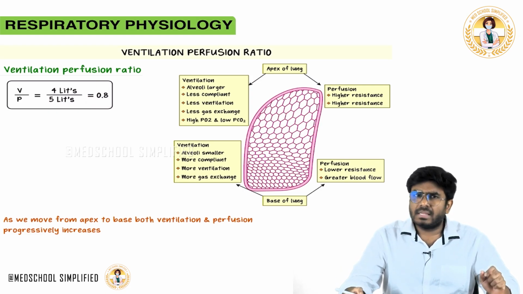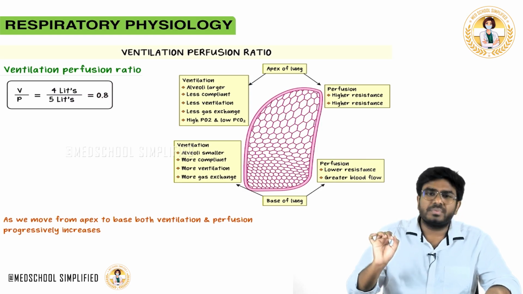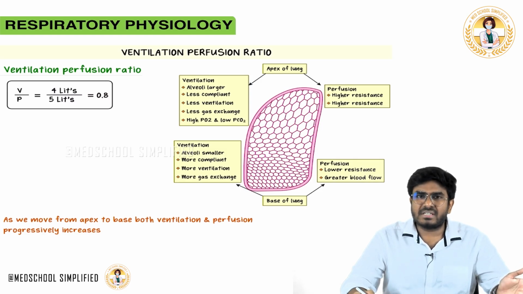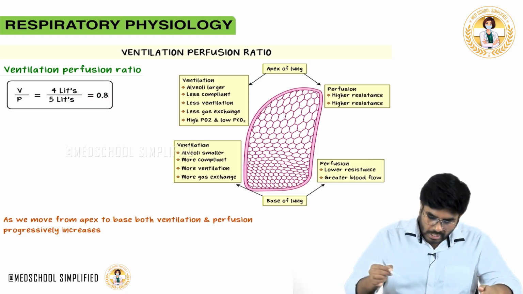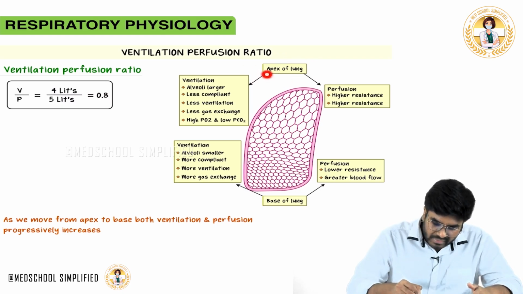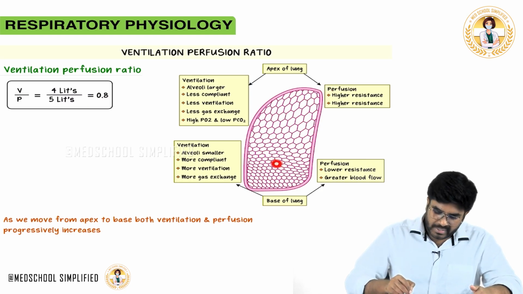But the important point is that the ventilation perfusion ratio is not 0.8 throughout the lungs. It is 0.8 in the middle lobes, on average. But in the apex it is different, and in the base it is different. Previously we discussed, right? In the apex of the lung, perfusion is less. In the base of the lung, perfusion is more. So let's first discuss the apex of the lung. In the apex, what is the ventilation and what is the perfusion? Please look at this image.